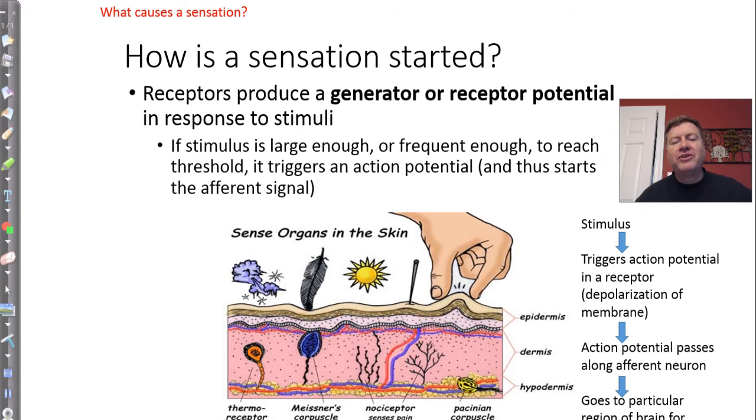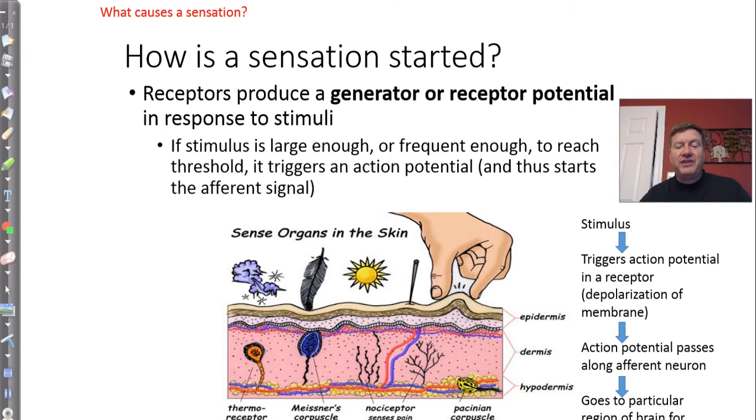We see here receptors produce a generator or a receptor potential in response to a stimulus. So if we have a stimulus of the right kind, it will actually help us produce an action potential in that receptor. If you look over here at my little diagram, we have a stimulus. If the stimulus is the right kind and the right strength, it will trigger an action potential in that receptor. We won't go through the details, but it's very similar to what you've already seen. Essentially, we're going to start moving ions. If enough ions get moved, it triggers a receptor potential, which you can think of as a localized action potential.